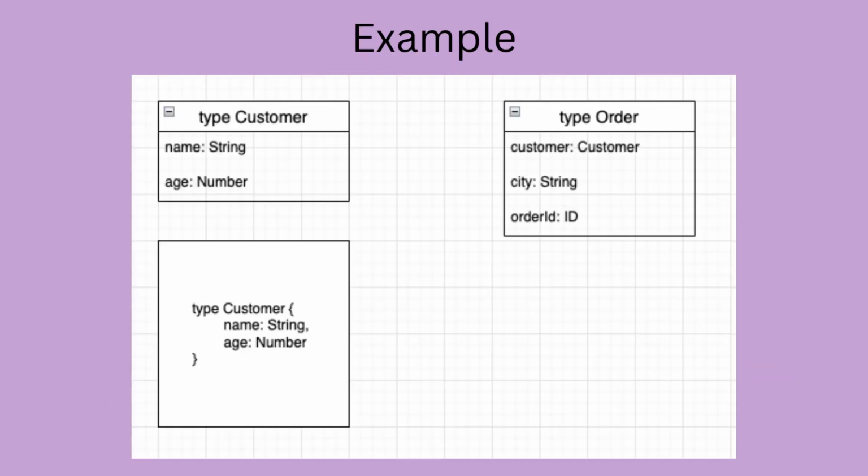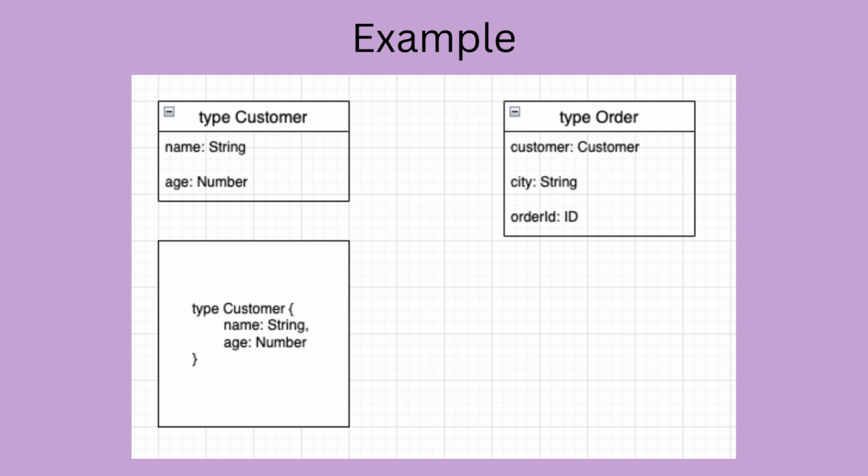Let's look at an example. Here you can see in a database you may have two tables, like a customer table and an order table. And in GraphQL, similarly, you can have the customer type and the order type. The customer type has two fields here, name, which is of type string, and age, which is of type number, similar to the way you define a table in a database. And then you have a type order, which actually links to the customer table. So here you have a customer field, which is actually of type customer. You have city and you have order ID.